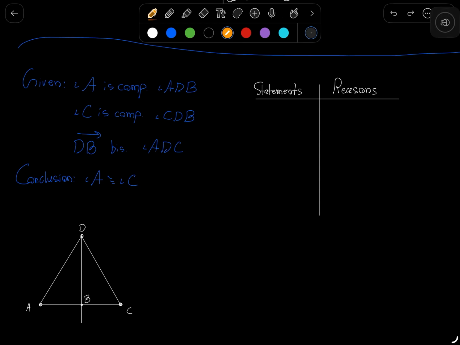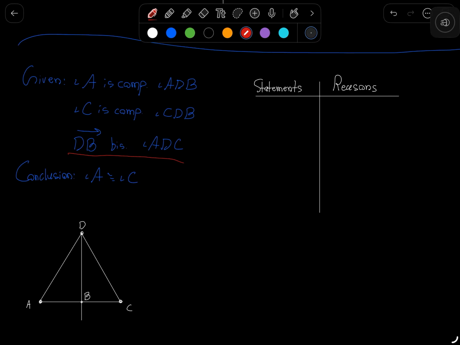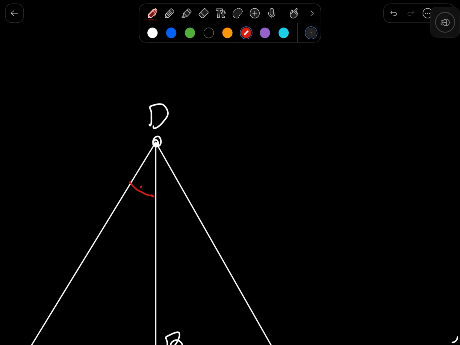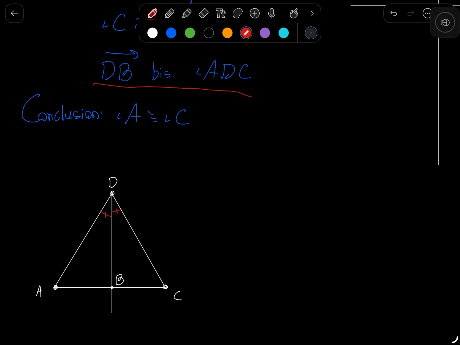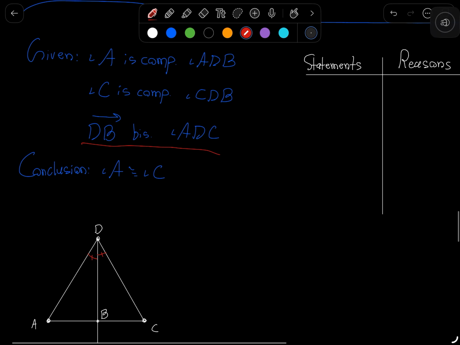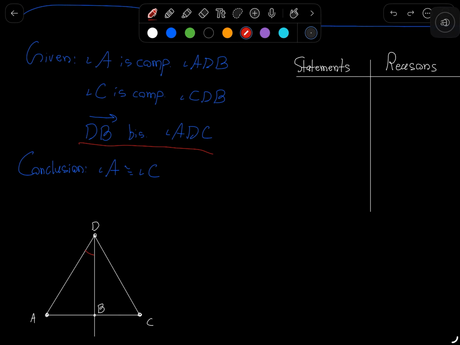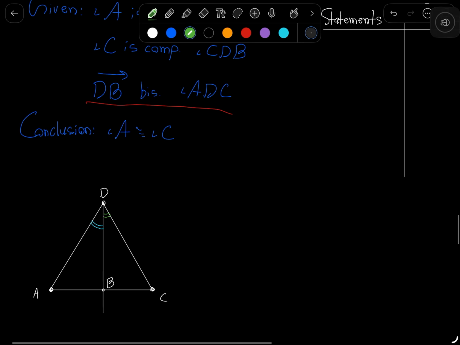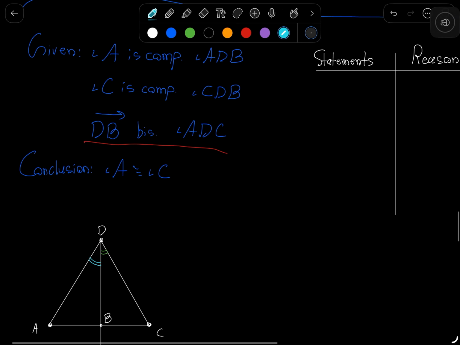So how do we approach this? Well, let's mark the diagram first. That's always the easiest step. So DB bisects angle ADC. So we have DB here that bisects this entire angle. Therefore, because of angle bisector, remember, we can say that these two are going to be congruent angles. I'm going to be using different colors, but just keep in mind that these are congruent to each other. Notice that that blue angle is just angle ADB, and that green angle is just angle CDB.